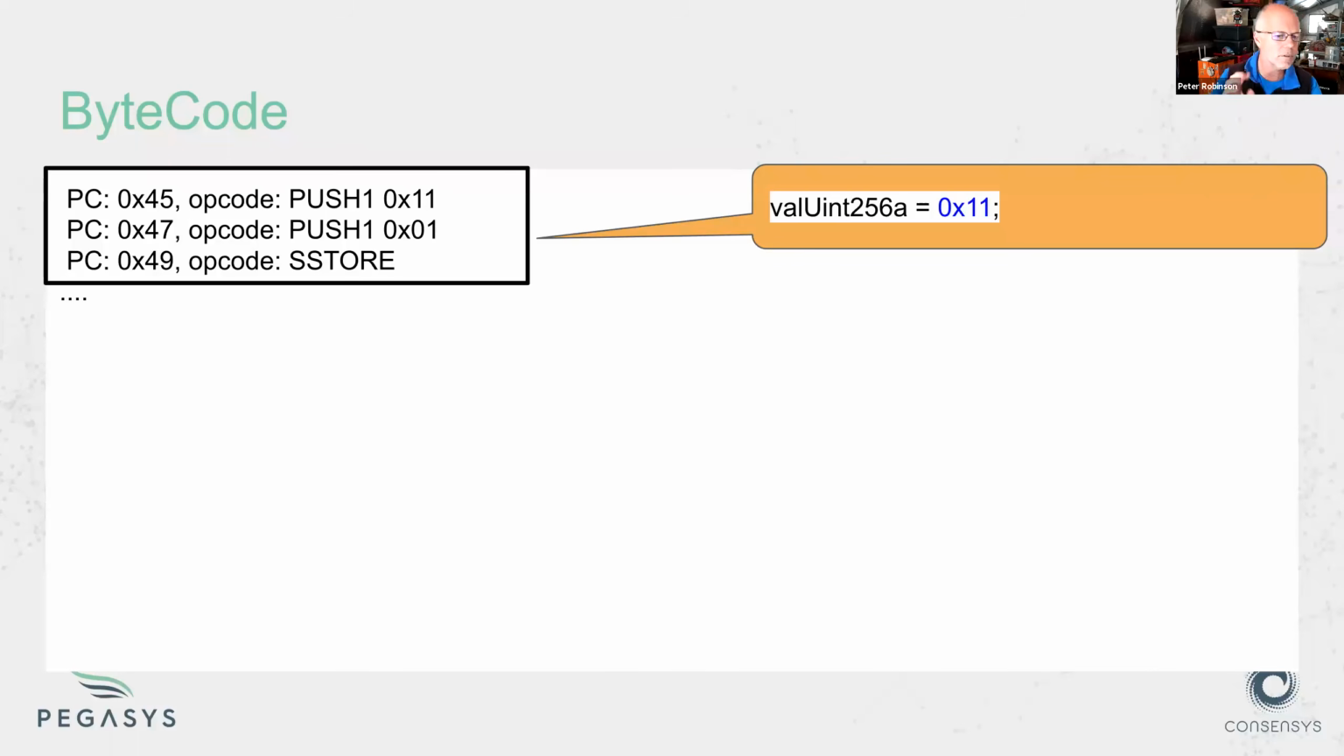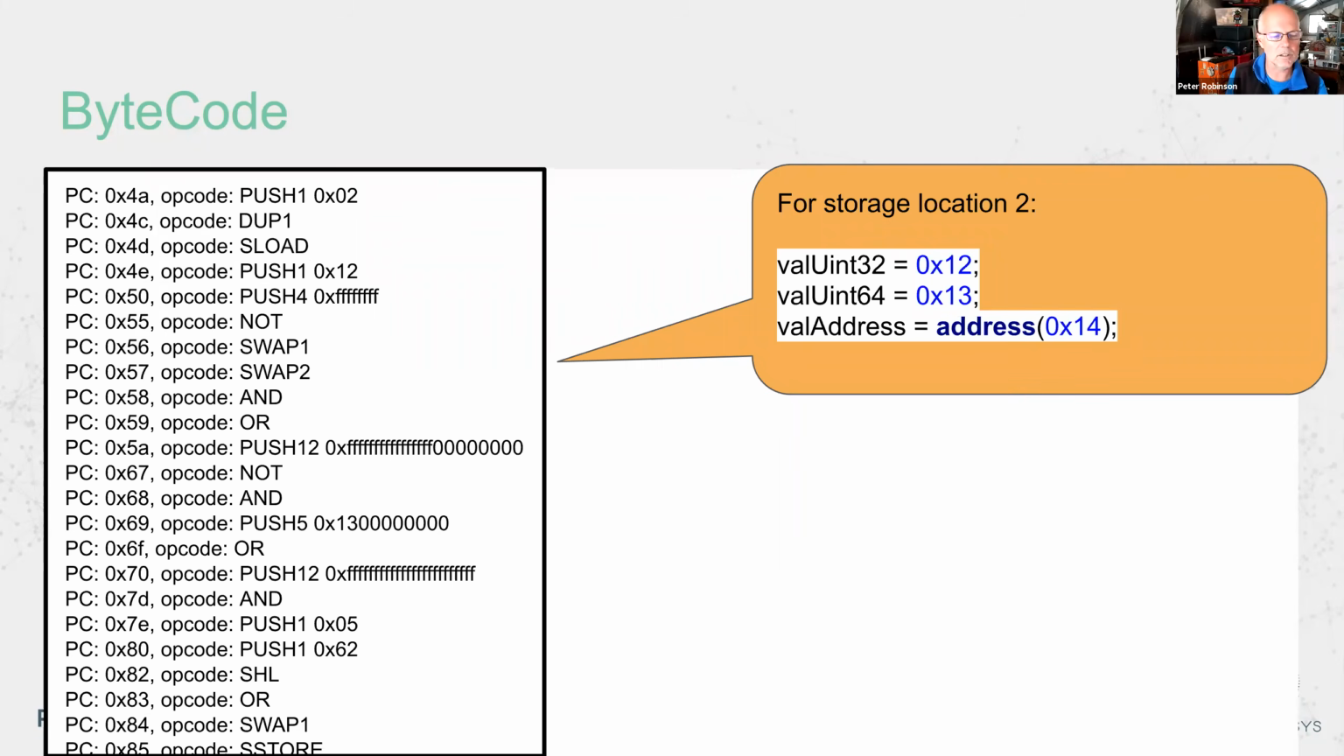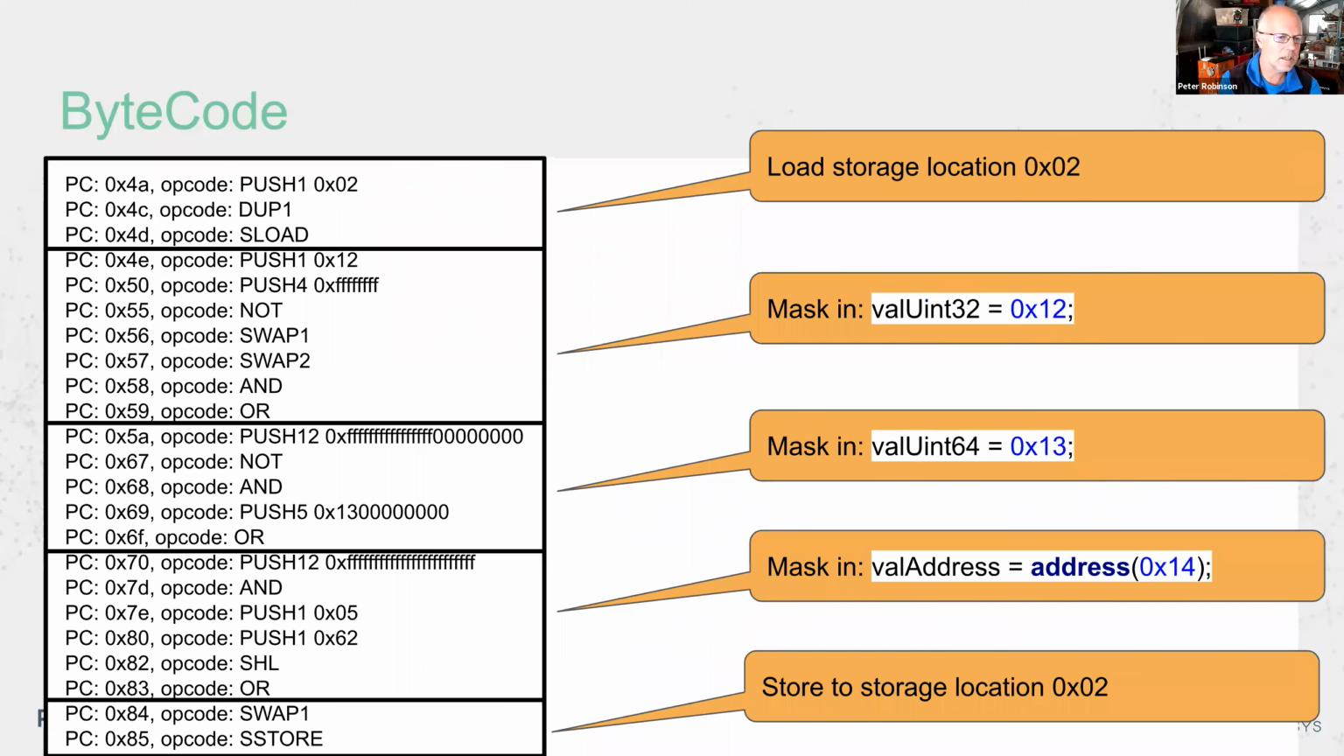So for storage location 2, we've actually got quite a lot of code. What's happening here is that we loaded up at the top of this code block, we mask in each of those fields, each of those values, and then we store it. This is important because every time you do a store, you're using 20,000 gas, or 5,000 if the location's already been used. So just doing one store for all that is important.